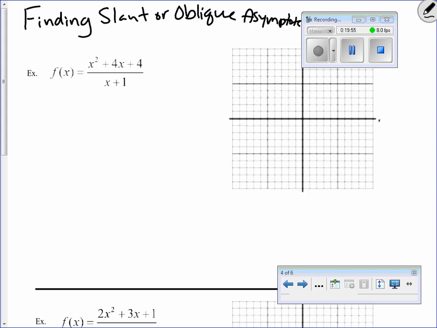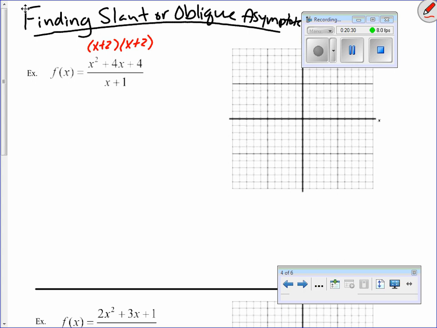Okay, so I've got f of x equals x squared plus 4x plus 4 over x plus 1. Notice the degree of the top is exactly 1 more than the degree of the bottom. This is going to give me a slant asymptote. So here we go. Let's factor the top there. I'm going to factor that top real quick just so we have this on standby. Factors into x plus 2 times x plus 2, so we have a multiplicity of 2.